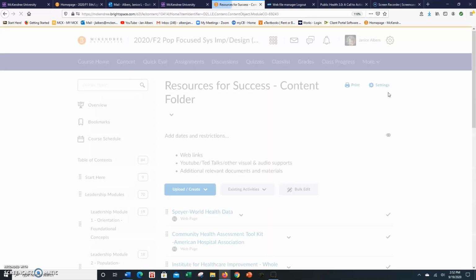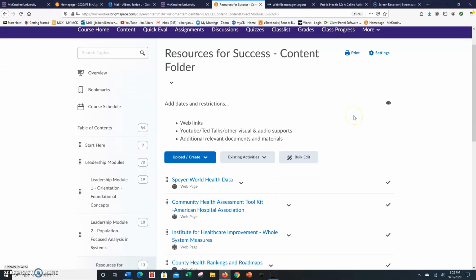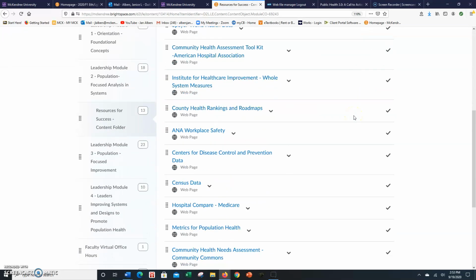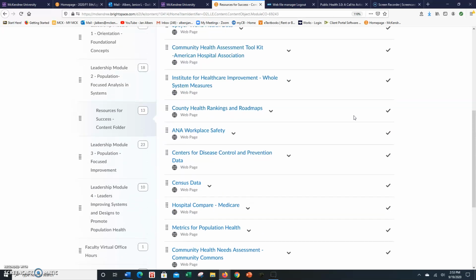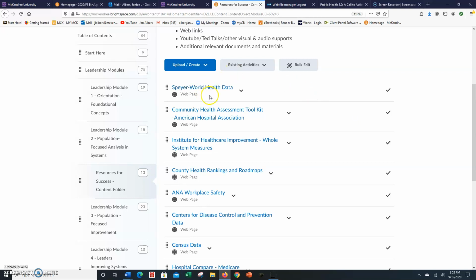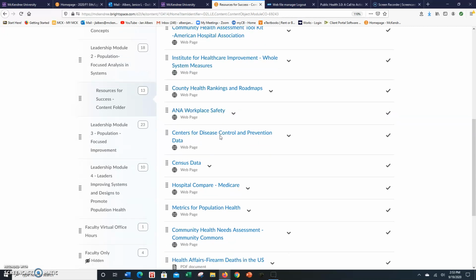So we're going to move on to resources for success. So here's the content folder, and there's quite a bit of information that will help you as you're doing your assignments as well as the discussion board. So know that there are resources here for you. Take a look at these resources. Goes into those community health assessment tools, and knowing what's in those health assessments really helps to prioritize as well.